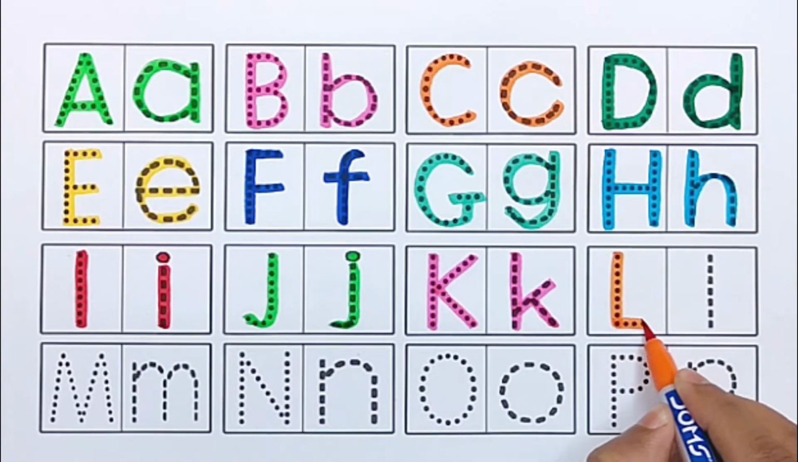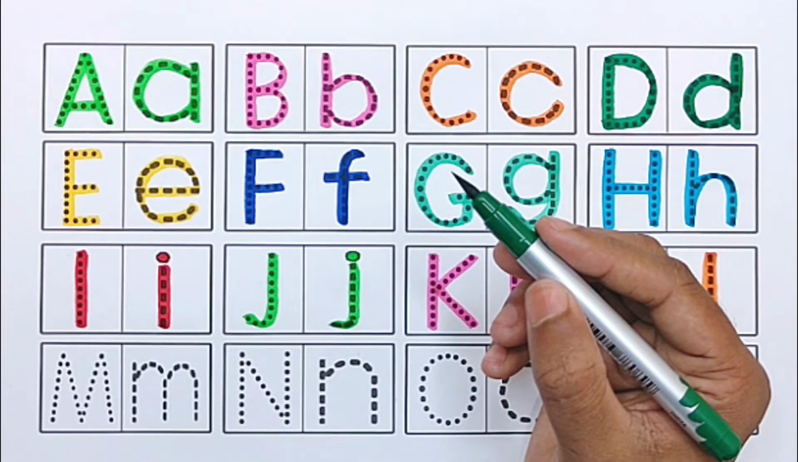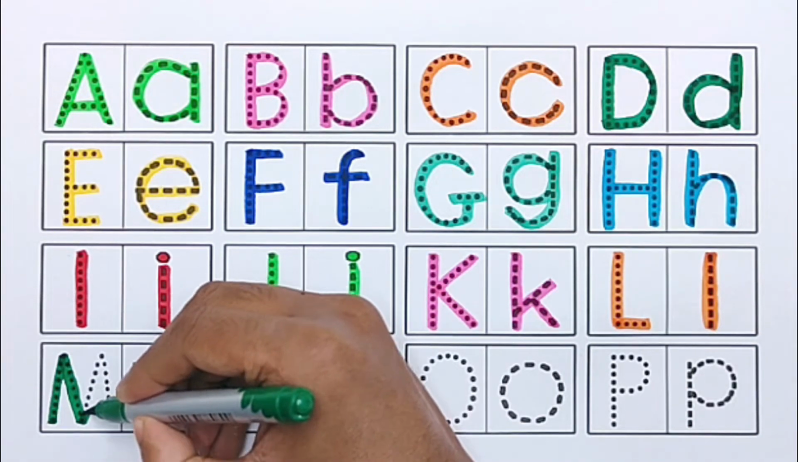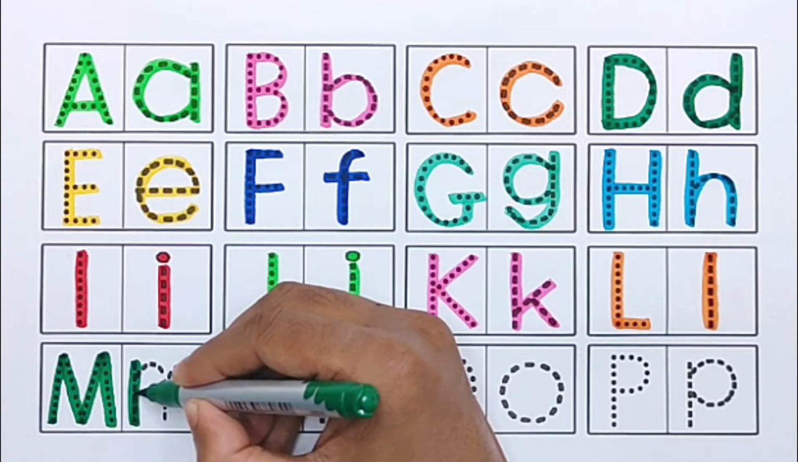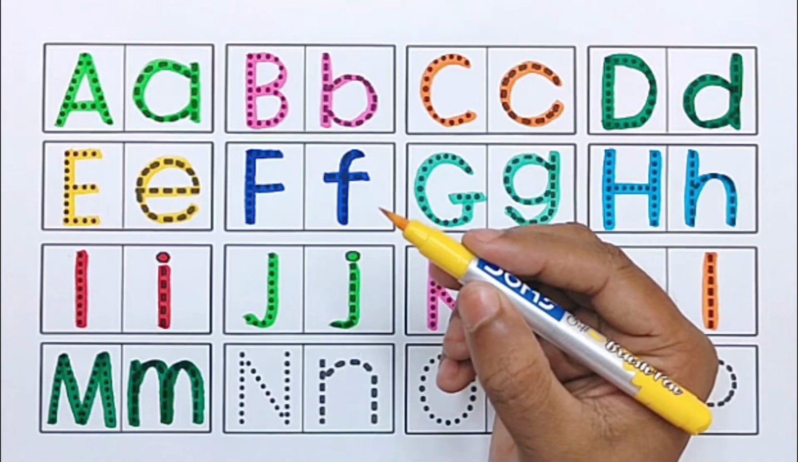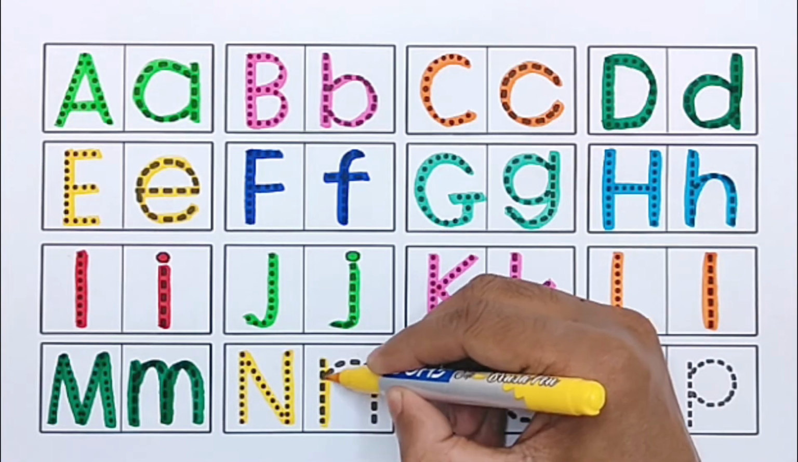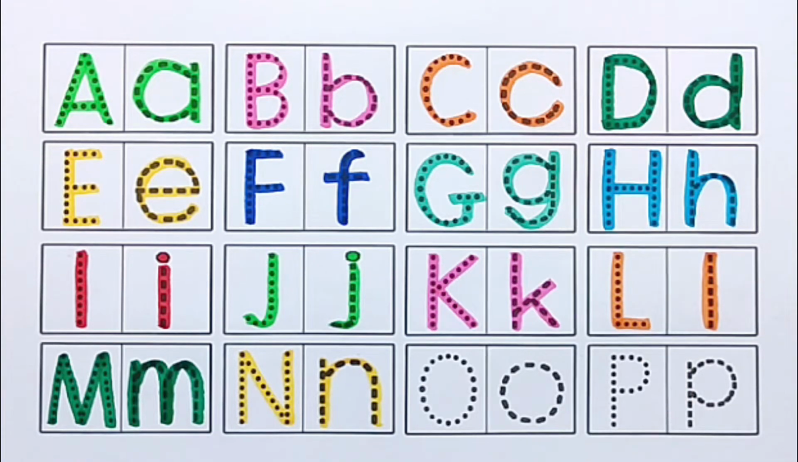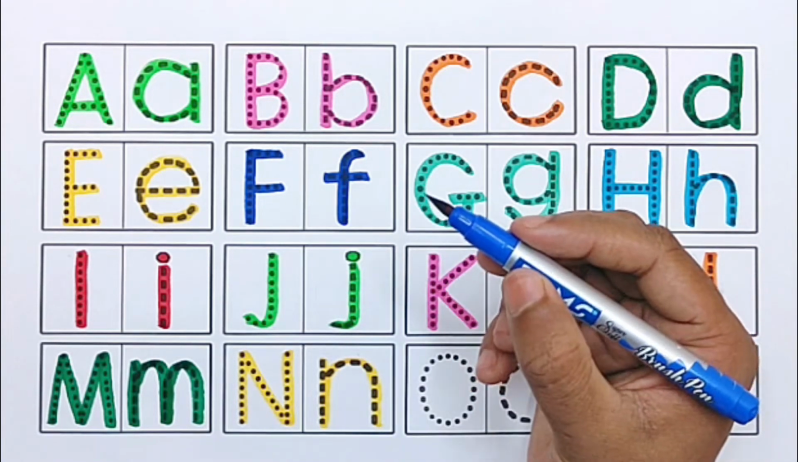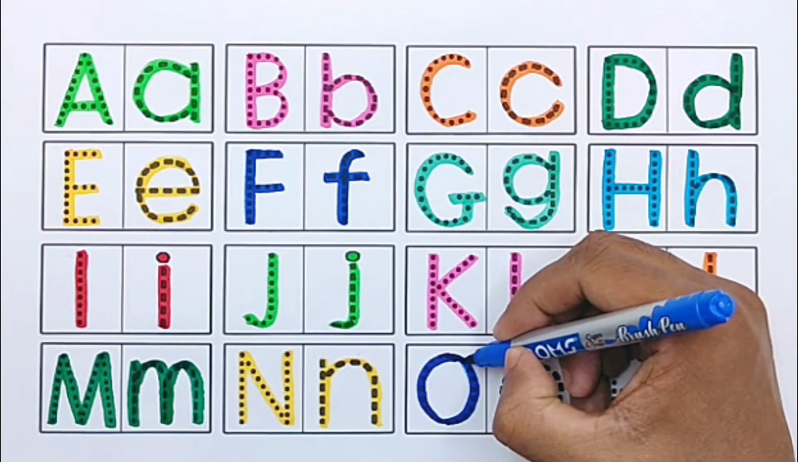L for lollipop. Green color. M for mango. M for mushroom. Yellow color. N for nuts. N for noodles. Blue color. O for onion.